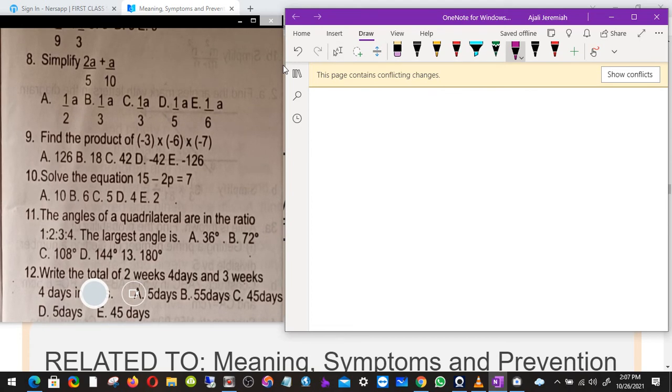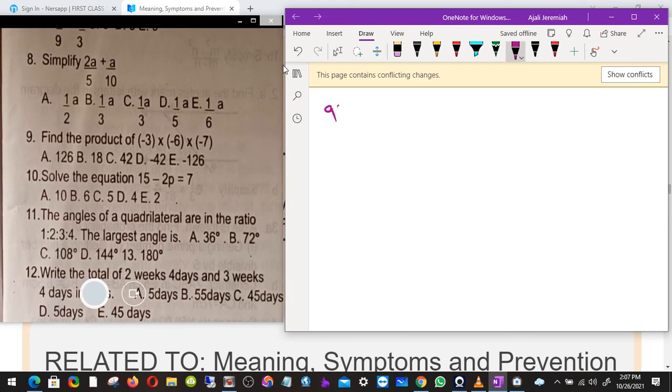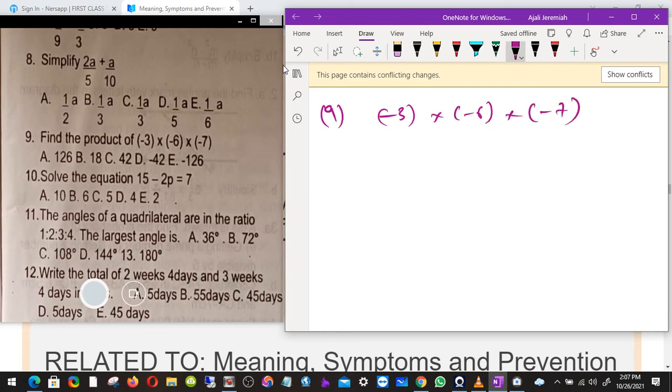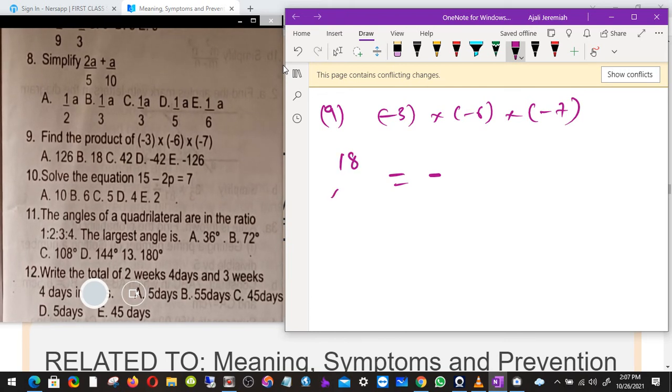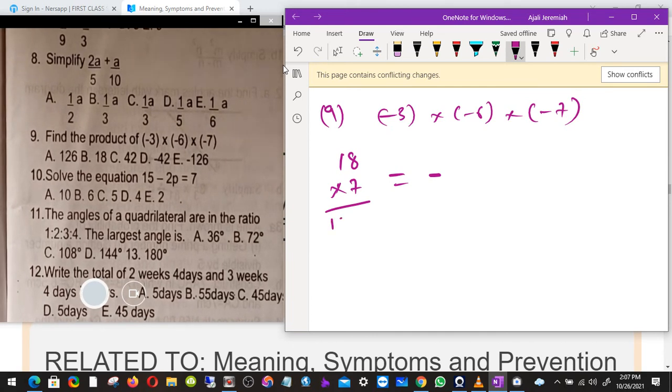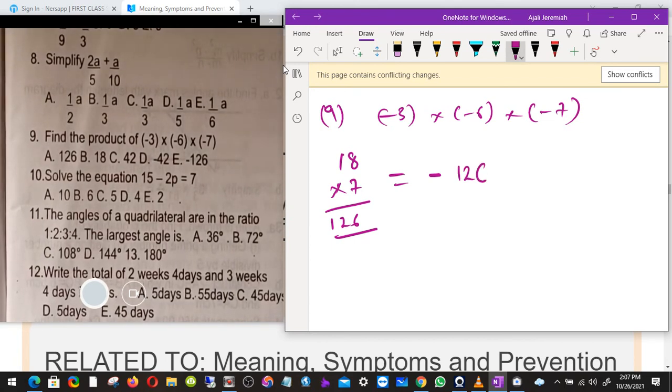Number 11, please. Minus 3, open bracket, minus 6, times open bracket, minus 7. Minus times minus is plus, plus times minus is minus. So we have a negative answer, right? Yes. 3 times 6, 18, times 7. Let's multiply. 126. So that's minus 126.